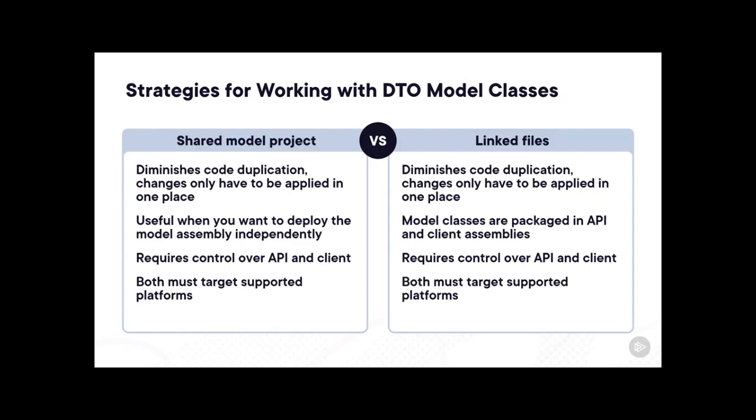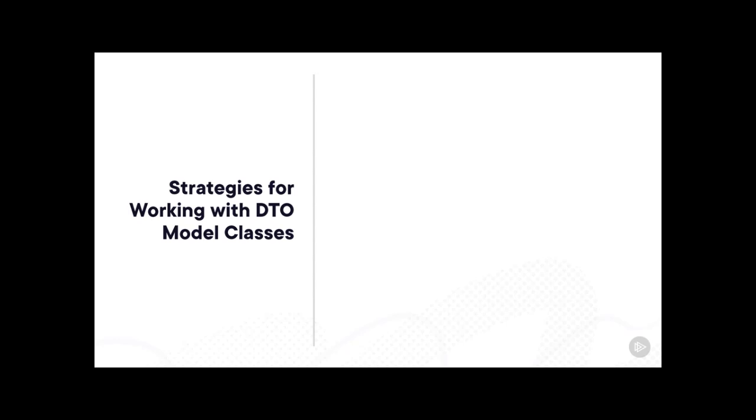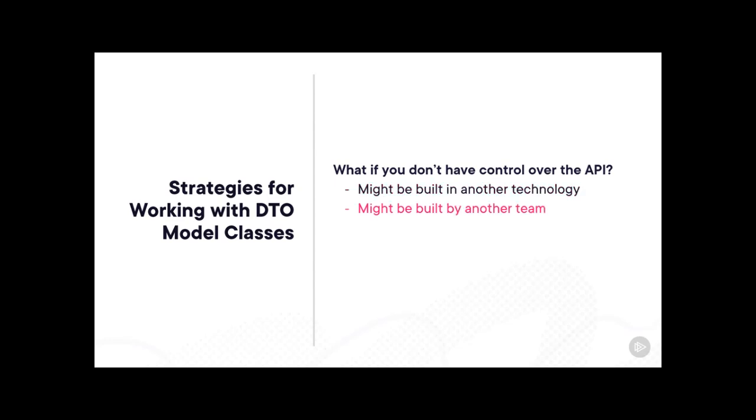Both of these techniques only work when you have full control over the client and the API source code. But in a lot of scenarios, the API isn't built with .NET or .NET Core. It might be built with Node.js, for example. In other scenarios, the API is built with a .NET implementing platform, but it is built by another team or another company, and sharing a models assembly is not an option.